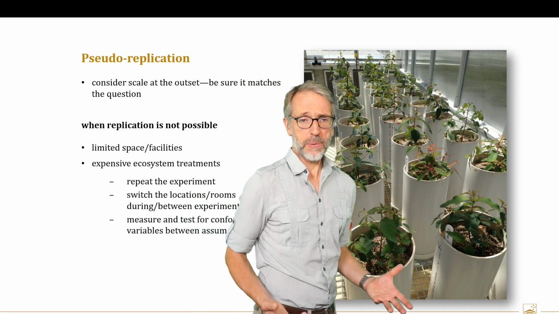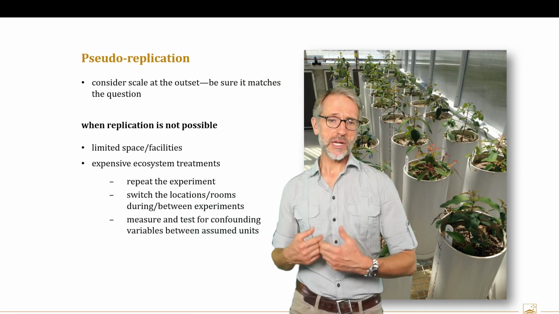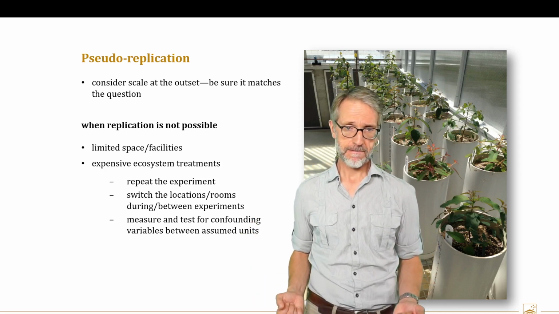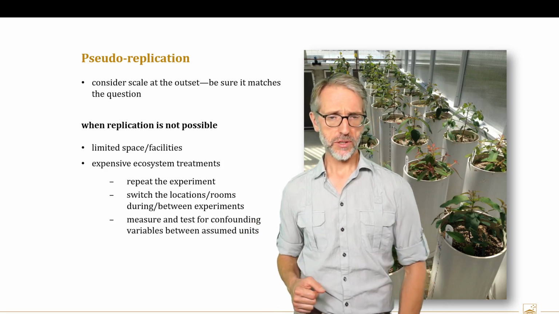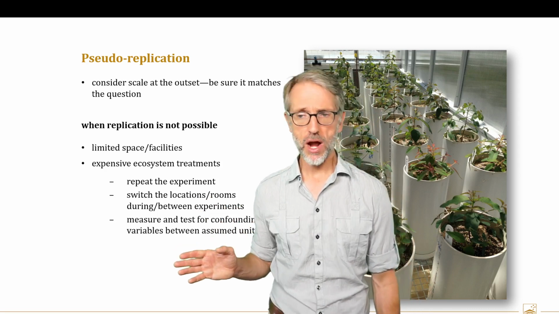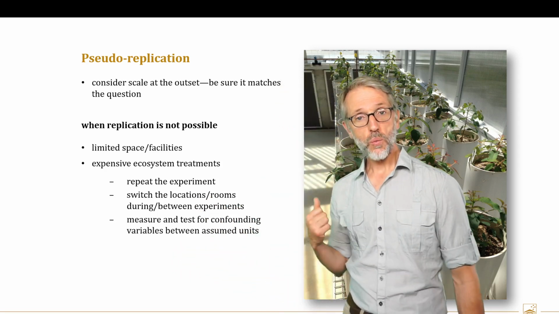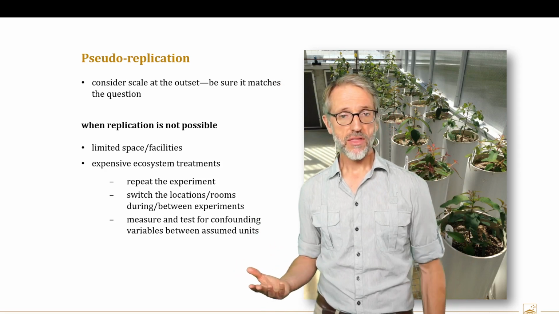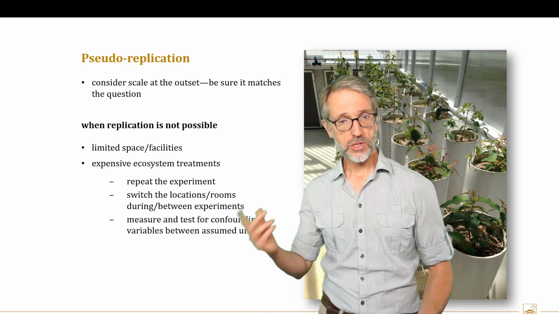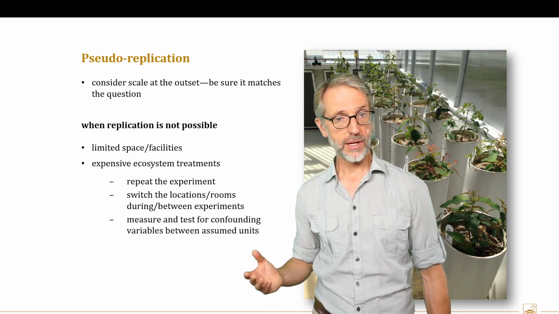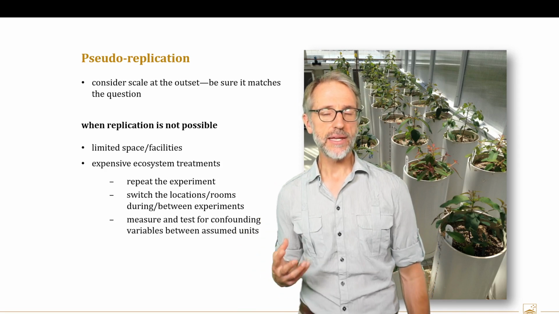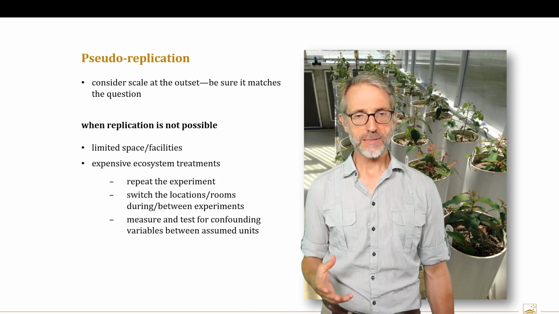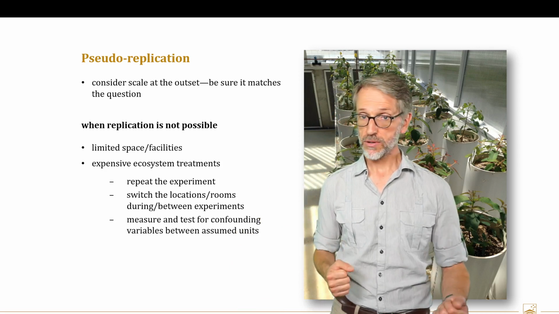But to replicate at the scale that we'd need to, we would need many, many greenhouse rooms, and they're just not available. It's too expensive. So what do we do in those circumstances? Well, here are a number of things. There are solutions to these problems. One, we can repeat the experiment several times. That counts as replication. We do the same thing over and over and over and over. That is experimental life. Repetition is what experiments are about. And if you're not up for that, then you're not up for experiments.